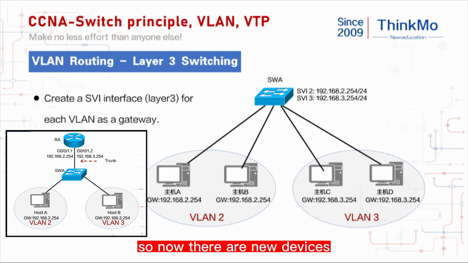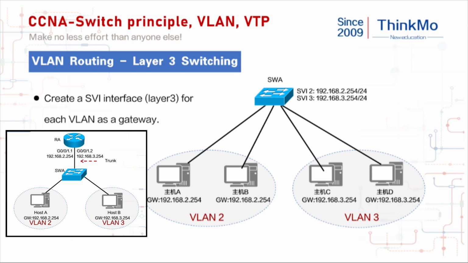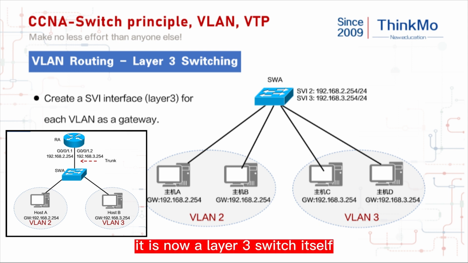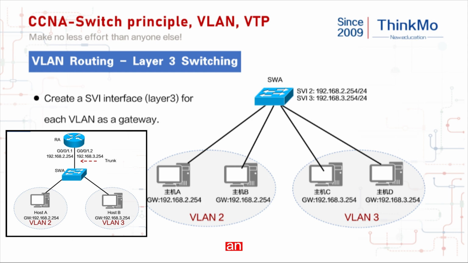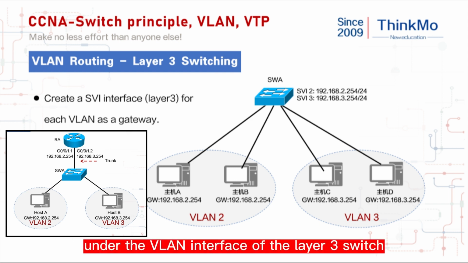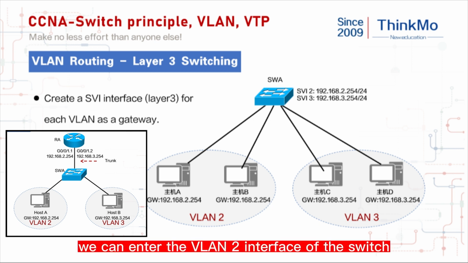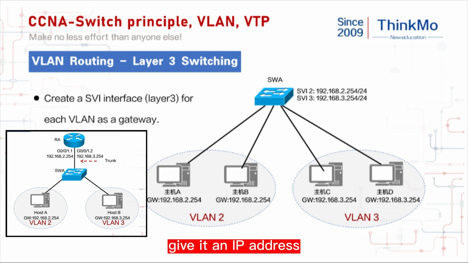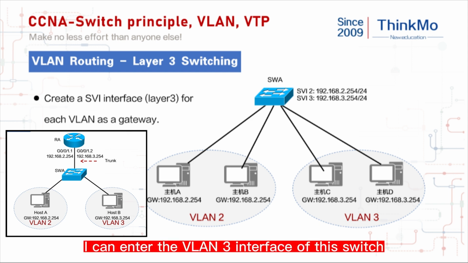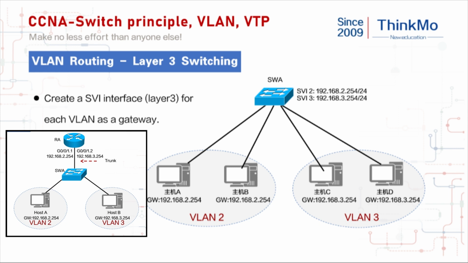So now there are new devices: layer 3 switches. The switch itself is now a layer 3 switch. It has certain layer 3 functions. It has its own routing table locally. And we can configure IP under the VLAN interface of the layer 3 switch. We can enter the VLAN 2 interface of the switch and give it an IP address as the gateway of this 2.0 network segment. I can enter the VLAN 3 interface of this switch and give it an IP address as the gateway of this 3.0 network segment.